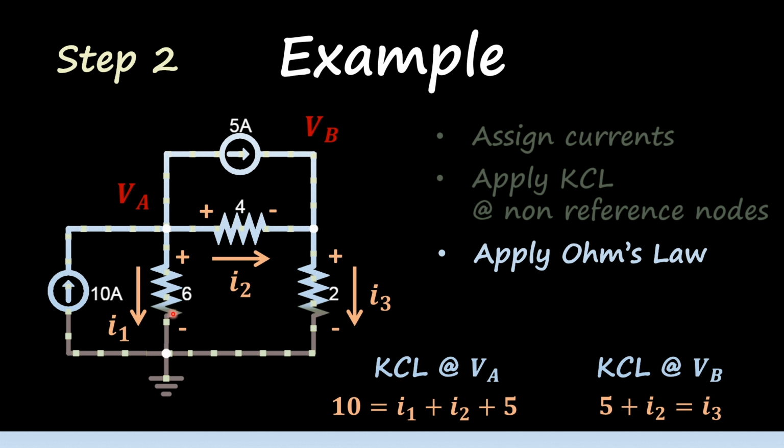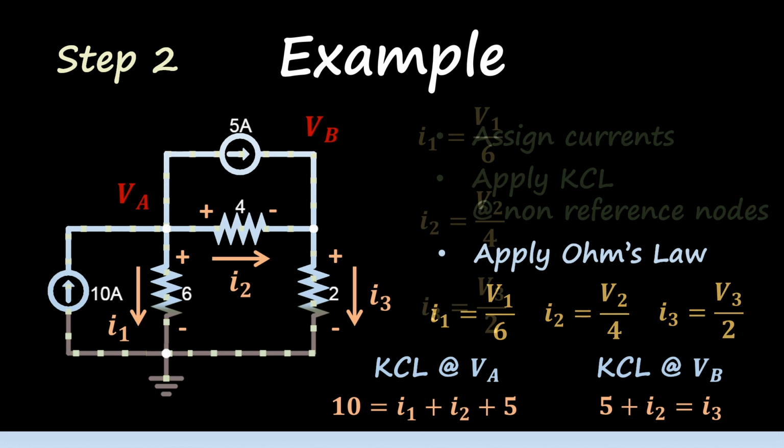If I apply Ohm's law on I1, I'm going to have the voltage V1 divided by 6, I2 is the voltage V2 divided by 4, and I3 is the voltage V3 divided by 2. Notice that I'm writing these in steps, because now we're going to write V1, V2, and V3 in terms of the node voltages that we labeled. All right, so let's do that.